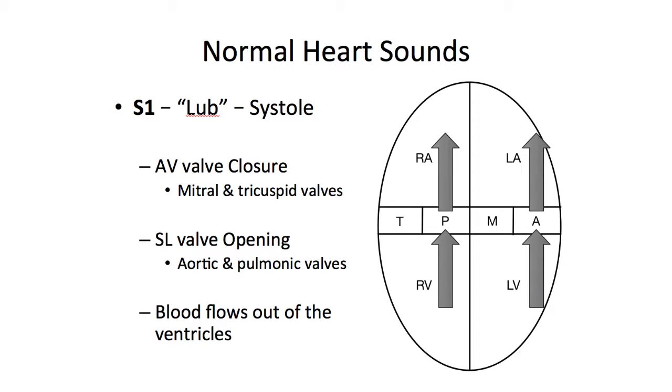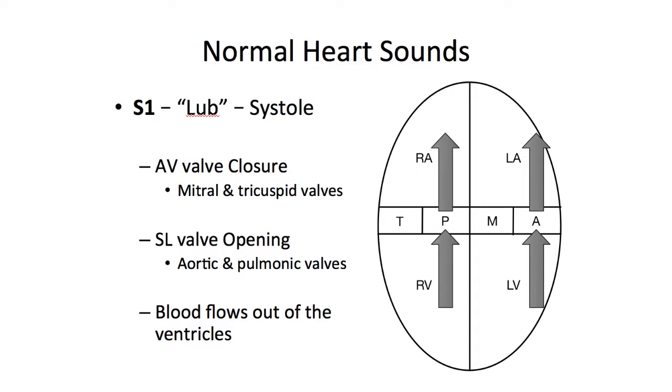In the review lecture at the beginning of the semester, we introduced you to the normal heart sounds. The S1 is the lub of the lub-dub that you hear with the normal S1 and S2. It represents systole. S1 represents closure of the atrioventricular valves and opening of the semilunar valves. The atrioventricular valves include the mitral and tricuspid valve, and the semilunar valves include the aortic and pulmonic valve.